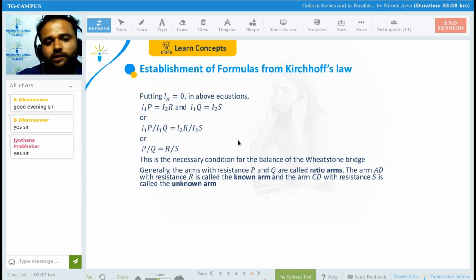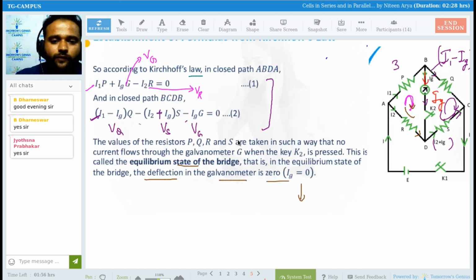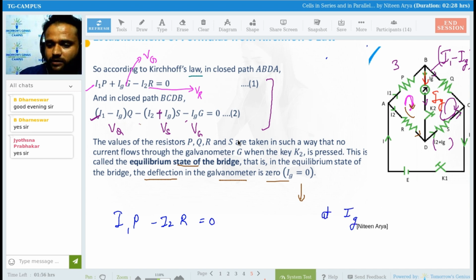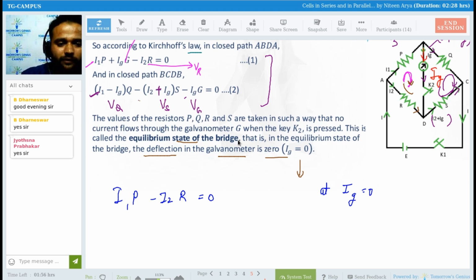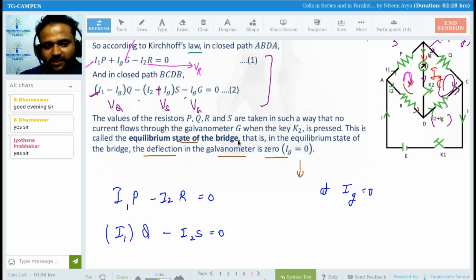When putting Ig equals 0 in the above equations. What are the above equations? This equation 1, equation 2. You can write it down to remember this. So when we put Ig equals 0, it becomes I1 into P minus I2 into R equals 0 at Ig 0. And here I1 minus Ig is going to be 0, so I1 into Q minus I2 into S equals 0. Is this clear everyone? So now these are your equation numbers 3 and 4.